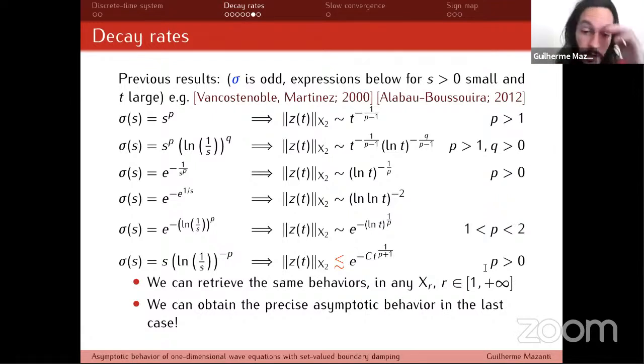And actually, one of these previous results was only an upper bound here. Z of t was less than or equal to this exponential. What we can show is that we can obtain the precise asymptotic behavior in the last case. So we can get an equivalence for the z of t just by studying what happens to the iterates of the function capital Q that corresponds to this case here.